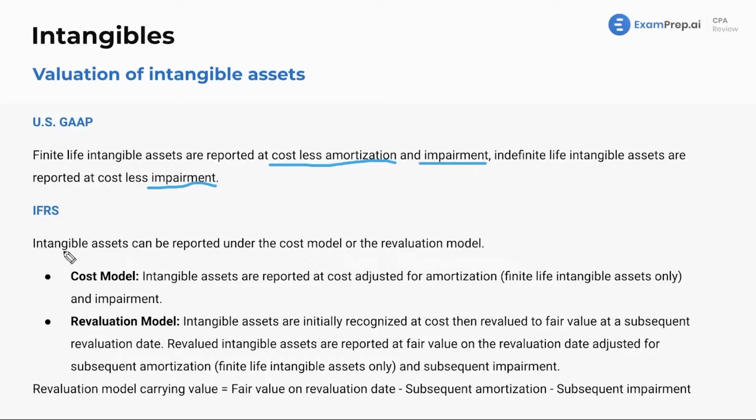All right. Under IFRS, intangible assets can be reported under the cost model or the revaluation model. All right. The cost model, intangible assets are reported at cost adjusted for amortization. This is for finite life intangible assets only and impairment. The revaluation model states that intangible assets are initially recognized at cost, then revalued to fair value at a subsequent revaluation date. Revalued intangible assets are reported at fair value on the revaluation date, adjusted for subsequent amortization and subsequent impairment. So here is the formula for what we will see there.